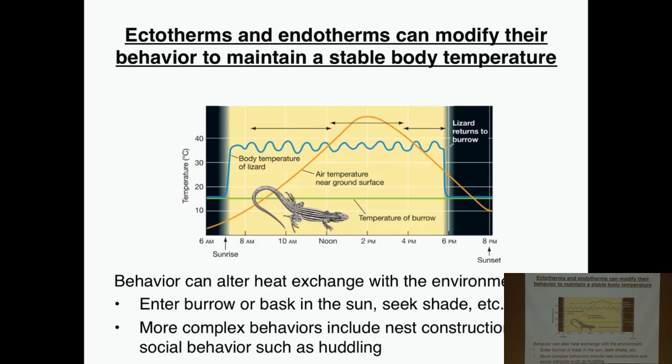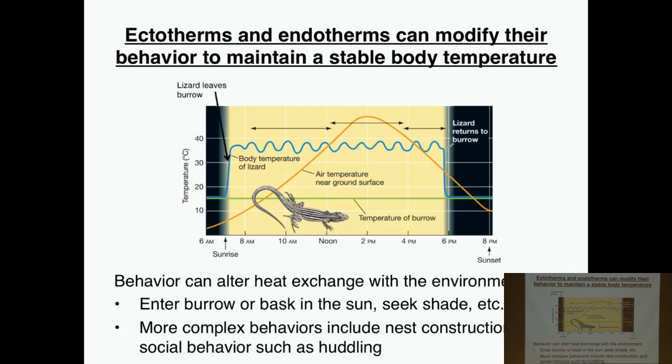A lizard is an ectotherm, meaning that its body temperature is going to be dependent on heat exchange with the environment. The animal's body temperature is shown in this blue line here, and the environmental temperature is shown in this orange line here. What you'll see is that the body temperature does not track perfectly with the environmental temperature, because the animal is going to use behavioral strategies to maintain a more constant body temperature than what the environment alone would maintain.